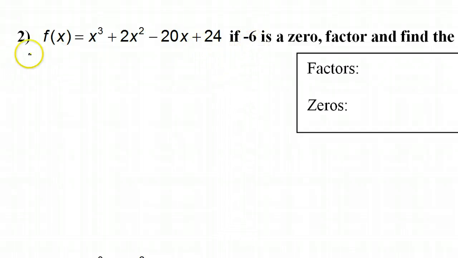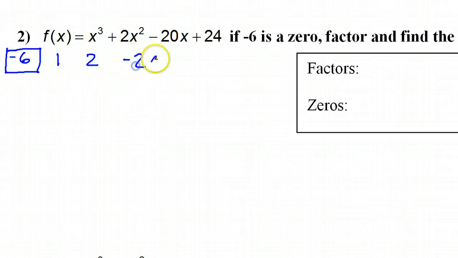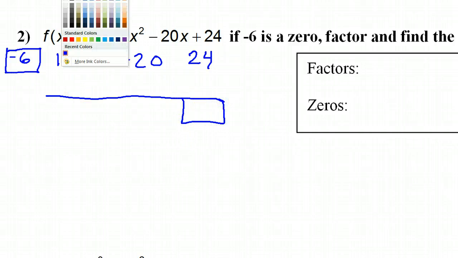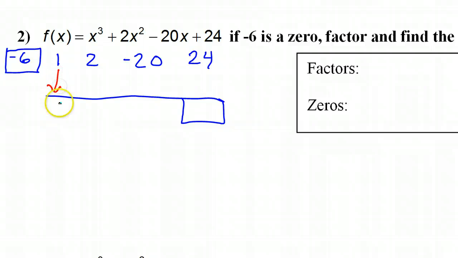Alright, so negative 6 is a 0. So there's my negative 6 in the box. Coefficients: 1, 2, negative 20, 24. Alright, we bring down the 1 and we go for it. 1 times negative 6 is negative 6. Together, that's negative 4. Negative 4 times negative 6 is positive 24. Put those together, I get 4. 4 times negative 6 is negative 24. And sure enough, I get 0.